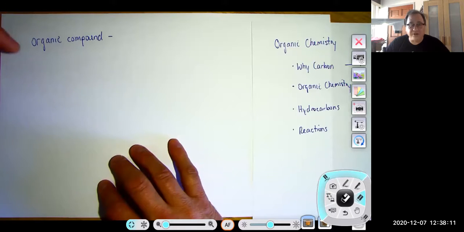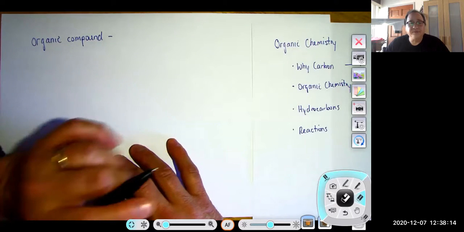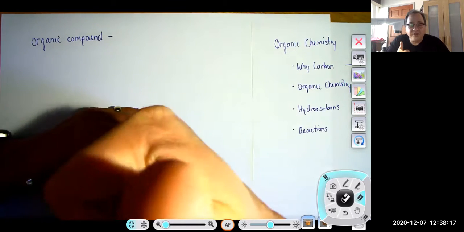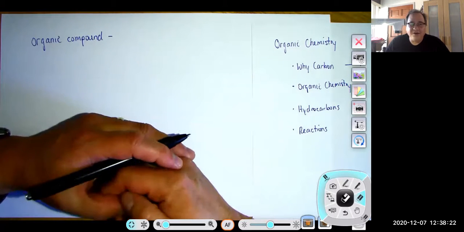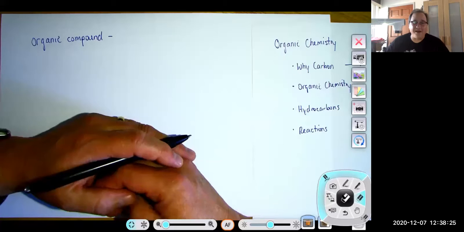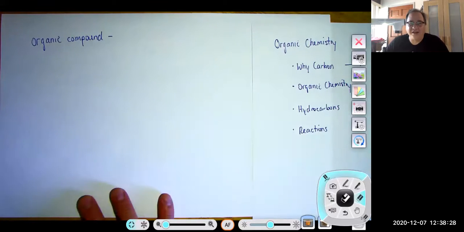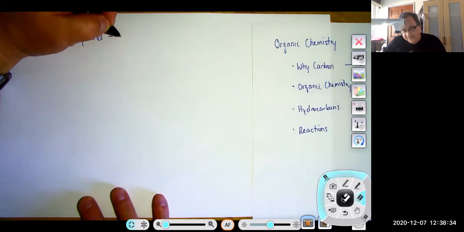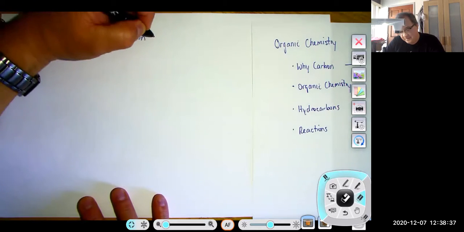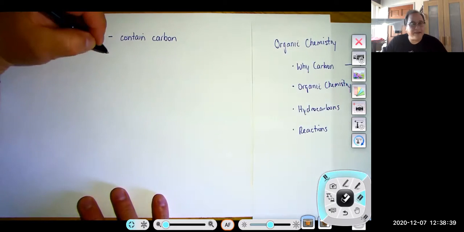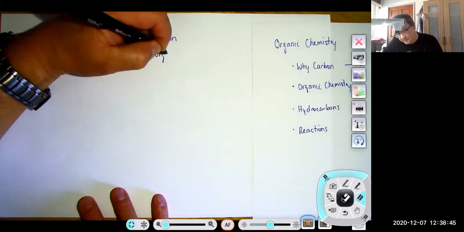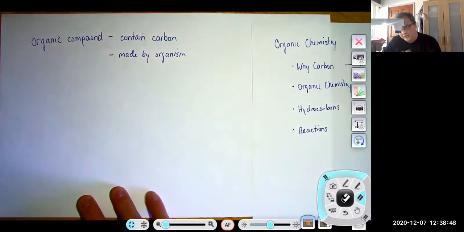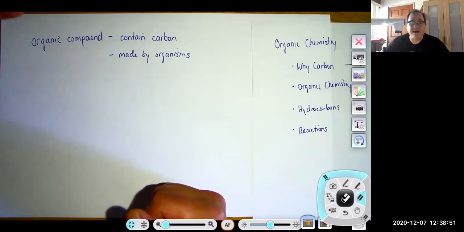So organic compounds are made by organic organisms. You feel like you're getting a little taller? You should feel like you're getting a little taller because I'm pulling your leg. Organic compounds are not compounds made by organic organisms. Organic compounds simply means they contain carbon. And often it means that it's made by organisms. So CO2 is definitely an organic compound.